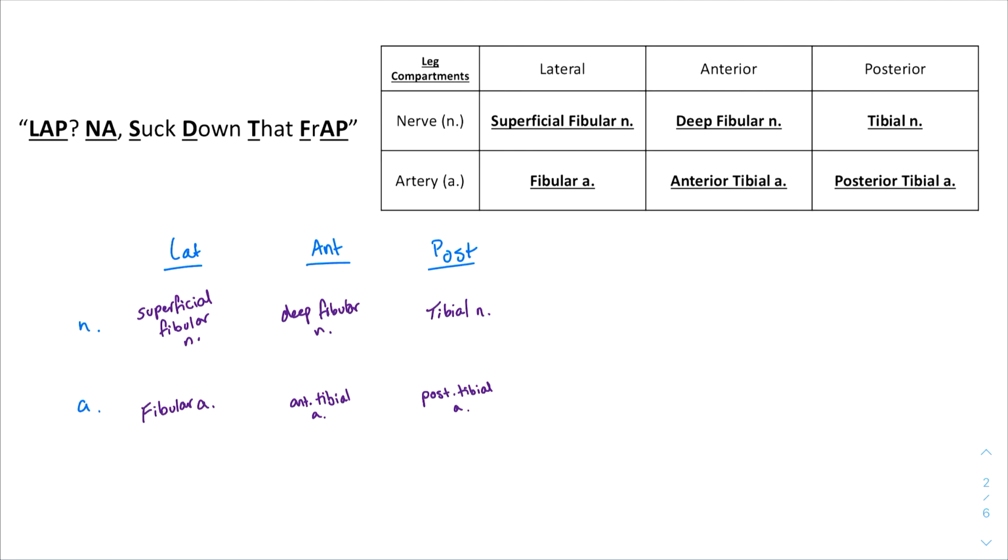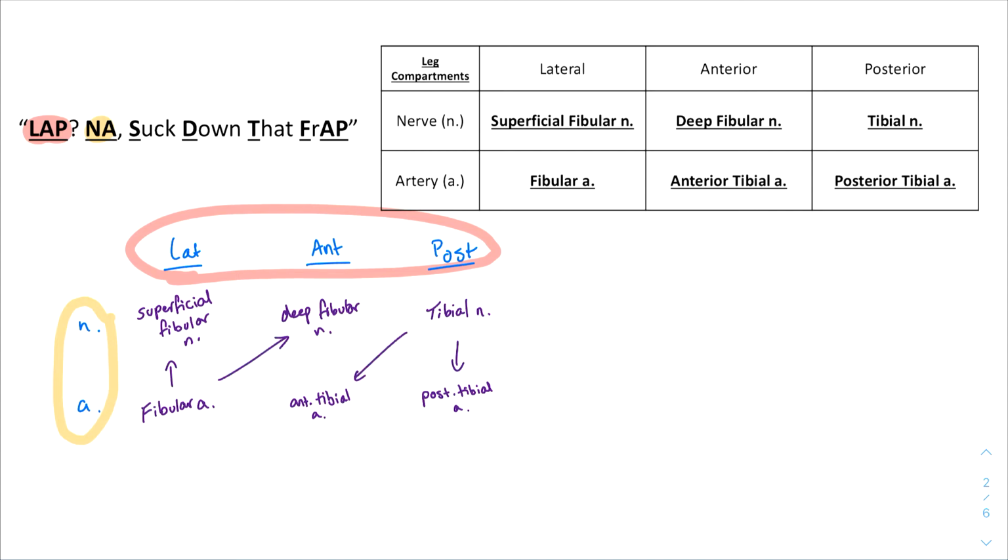So lap, nah, suck down that frap. The lap gets us to this content here, meaning that from left to right, lateral, anterior, posterior. The na means that from top to bottom, it's going to be the nerve and the artery. Suck, down, that, superficial, deep, and then tibial. Frap, F, fibular, A, anterior, P, posterior. We then draw the arrows, and so we're able to derive all of the major content for the nerves and arteries associated with each of the fascial compartments of the leg.